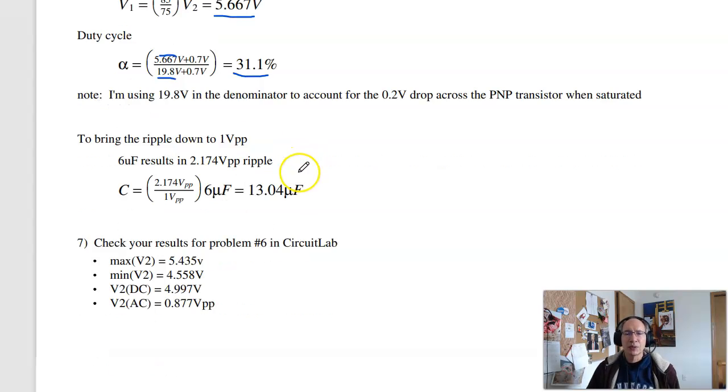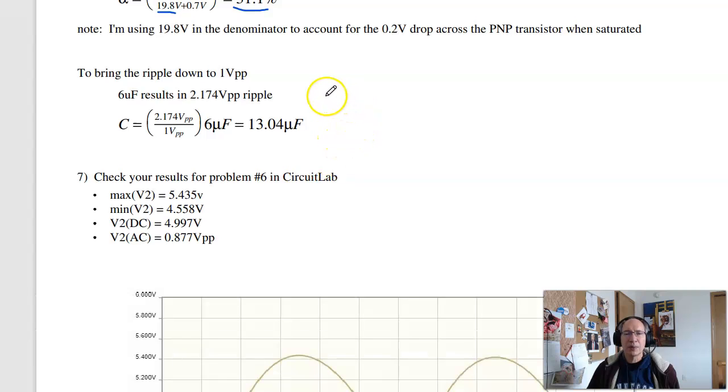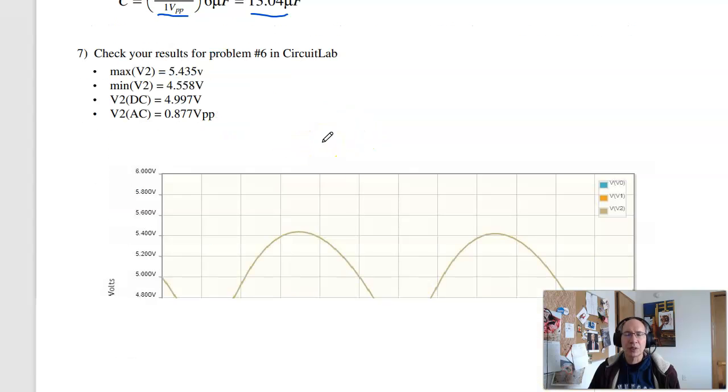To bring the ripple down to 1 volt, there's a couple ways to do it. Here, I'm going to use the previous answer. A 6 microfarad capacitor produced a 2.1 volt peak-to-peak ripple. To make the ripple 2.1 times smaller, make the capacitor 2.1 times bigger. One way to do it, there's other ways, but that's what I'll try.